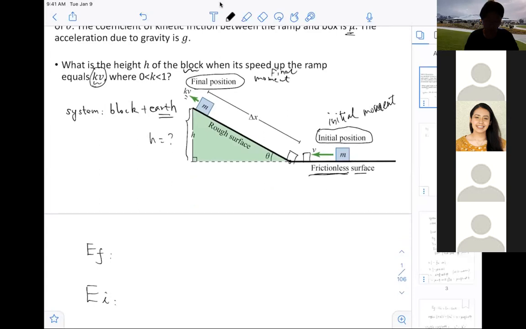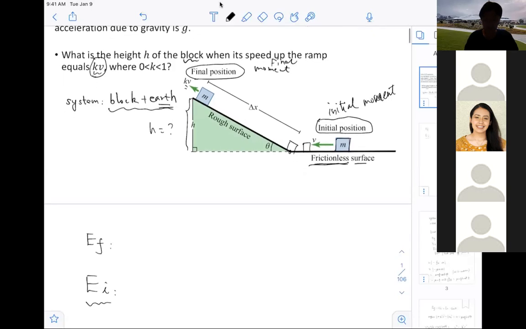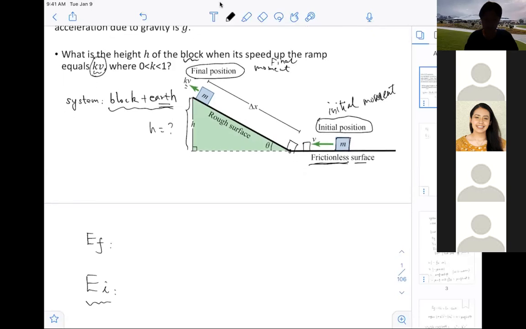So why don't we start with the initial energy of the system? Initially, when the block is right here, what is the energy of the system? What kind of energy does the system have? Maybe kinetic energy. Kinetic only, very good, 1/2 mv squared. And since it's at the bottom, if we set the reference point to be the lowest point, it has no potential energy, okay? So it's the lowest point.